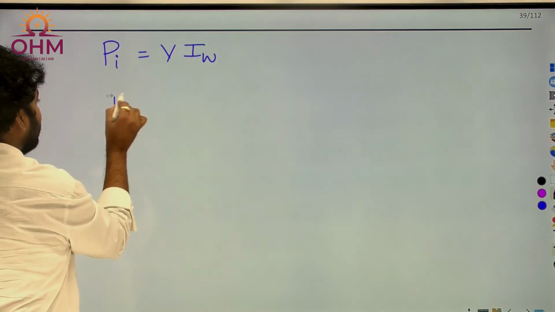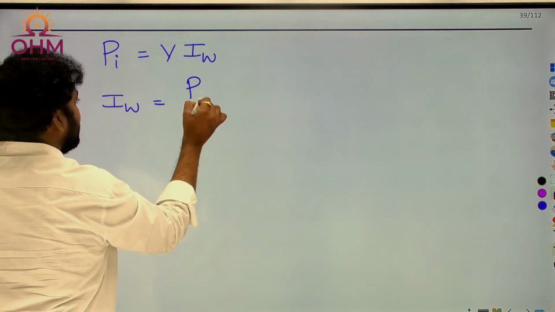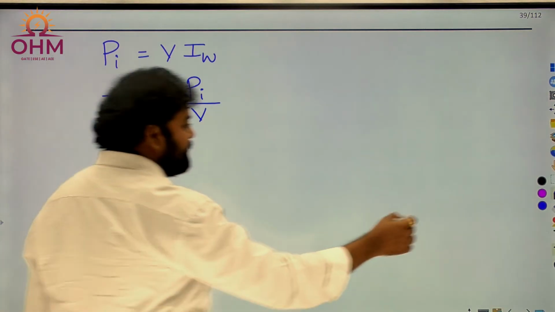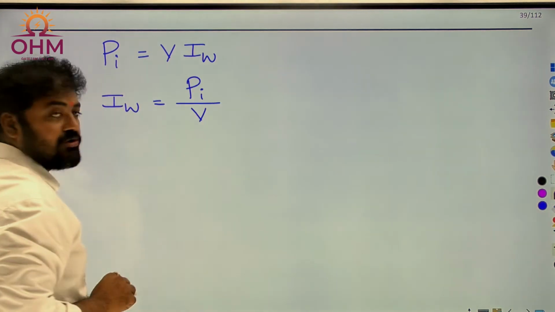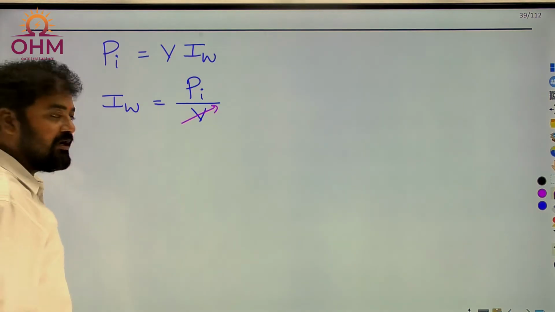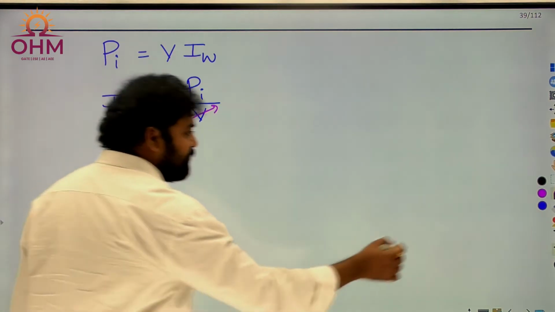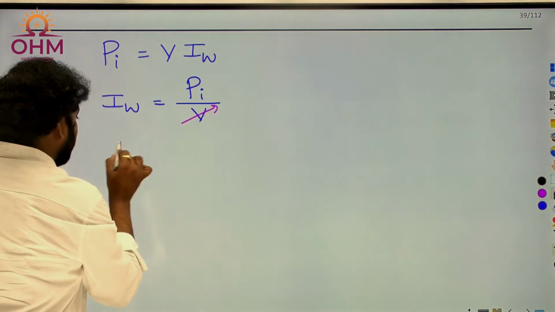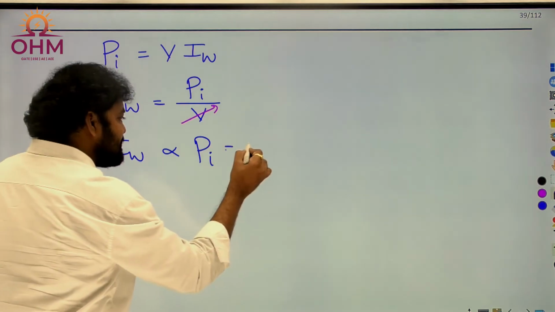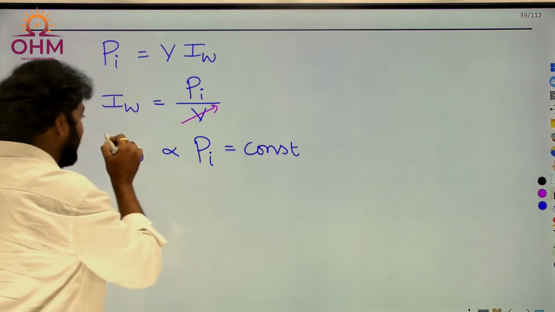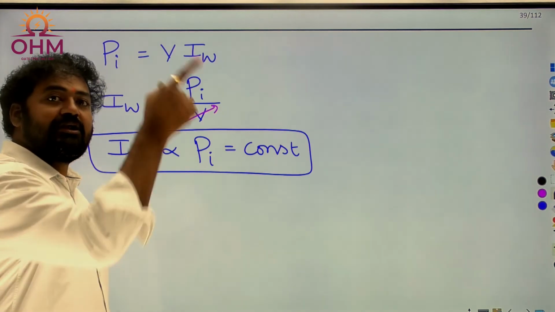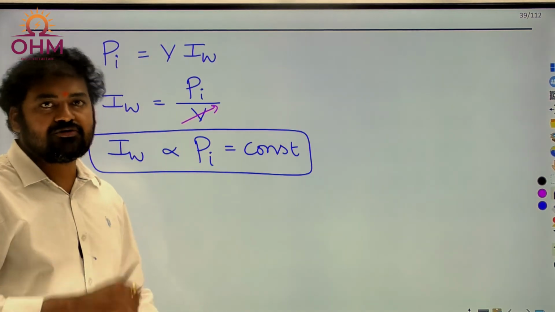Our aim is to maintain IW constant. That is equal to iron loss by voltage. Can I say IW will be constant only when iron loss is constant? Because in the question already voltage is constant. I hope you are following, right? Voltage is already constant in the question. Therefore, IW is only proportional to iron loss. So if iron loss is constant value, then only IW will be constant value. If IW is constant, then only no load current I naught will be constant according to the question.